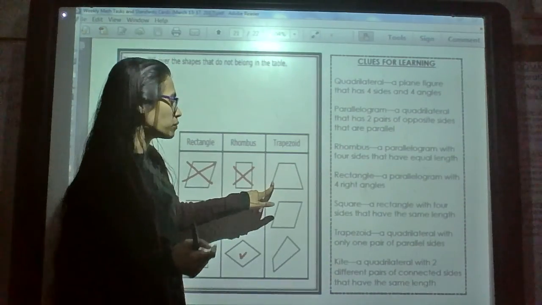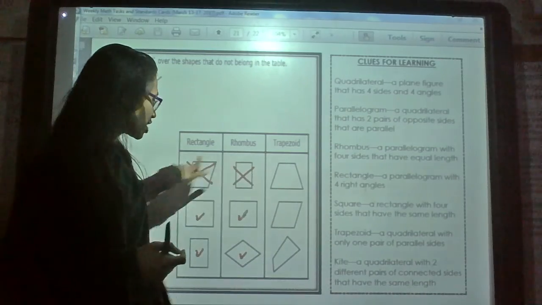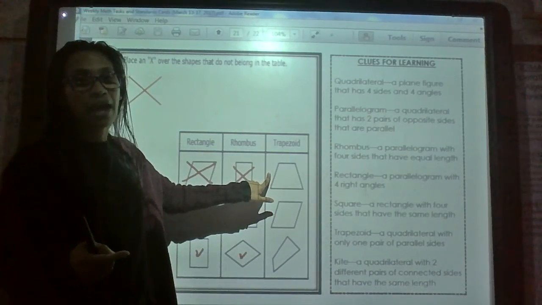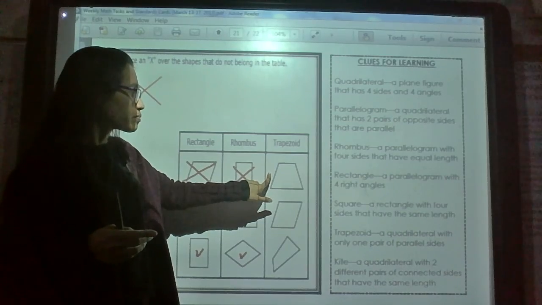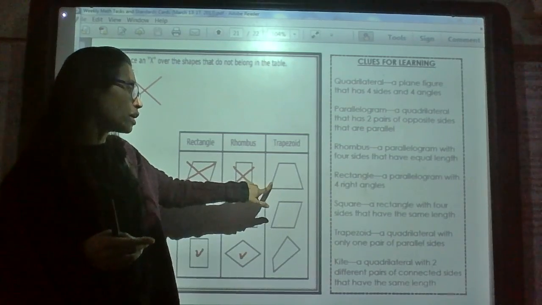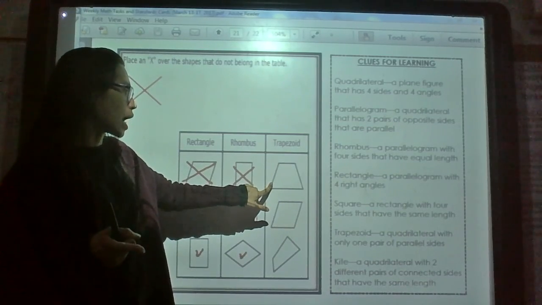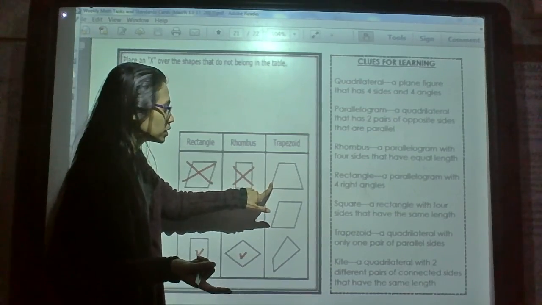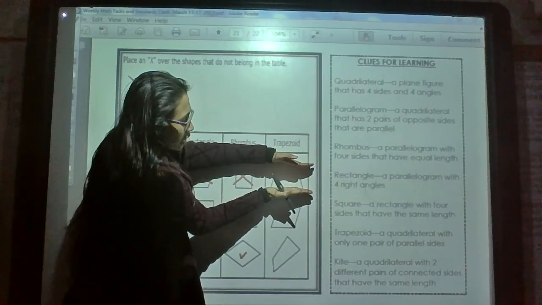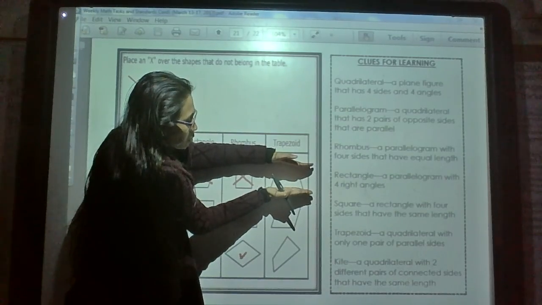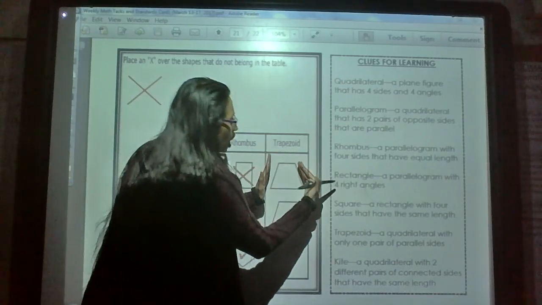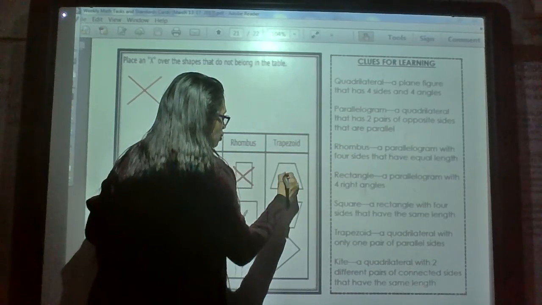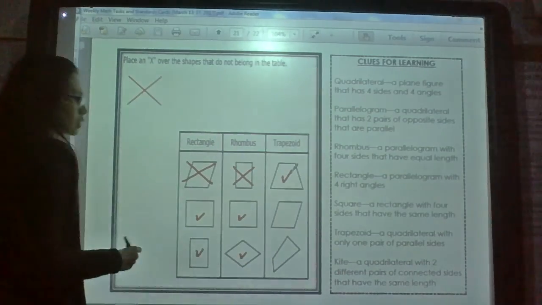Look at this first one. Is it a quadrilateral? Well, guess what? They all are because they all have 4 sides, 4 angles. And does it have only 1 pair of parallel sides? Yes. And where are those sides that are parallel? The top and the bottom are parallel. Do you see that? The left and the right are not because, look, they're going to cross. So that is a trapezoid.